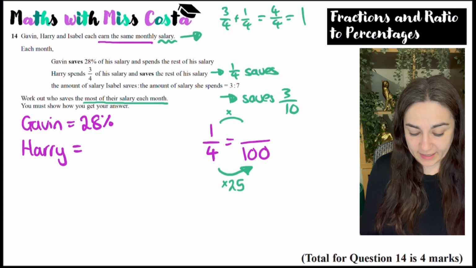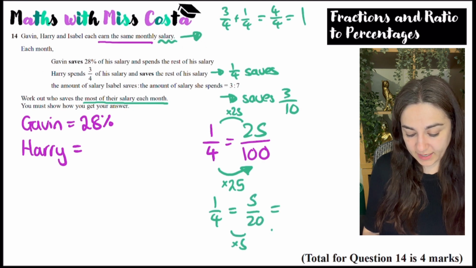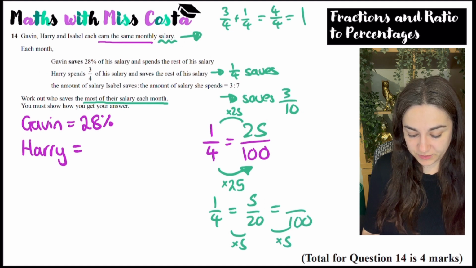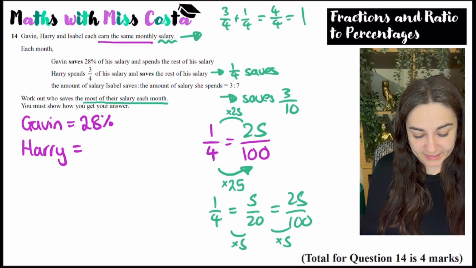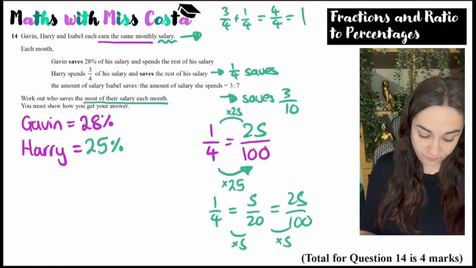So you do the same to 1. If that's too big a step, then you could just think, okay, let's make 4 bigger. We could times by 5, so it would be out of 20. And then you could times by 5 again to get to 100. So you could just do it step by step. But that means that Harry saves 25%. So we know it is a fraction, and we've just turned the fraction into a percentage.